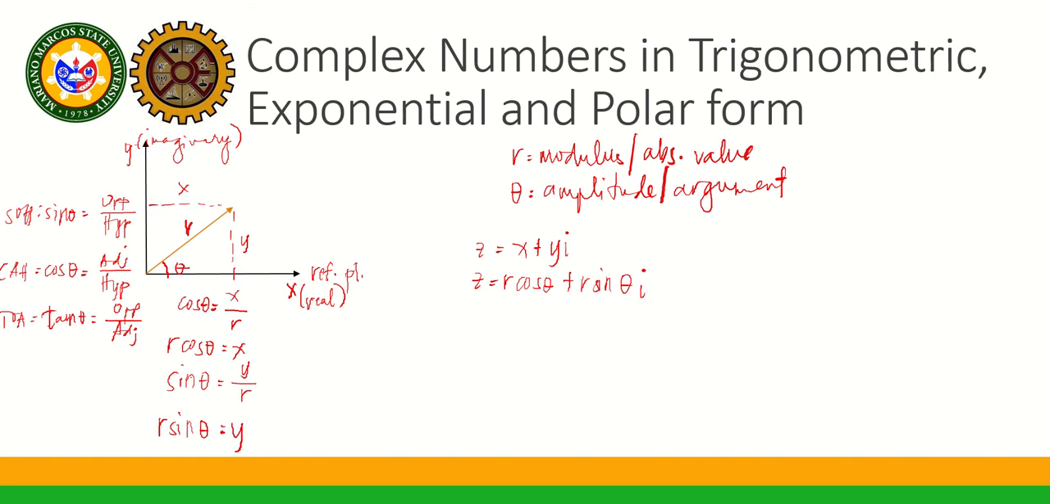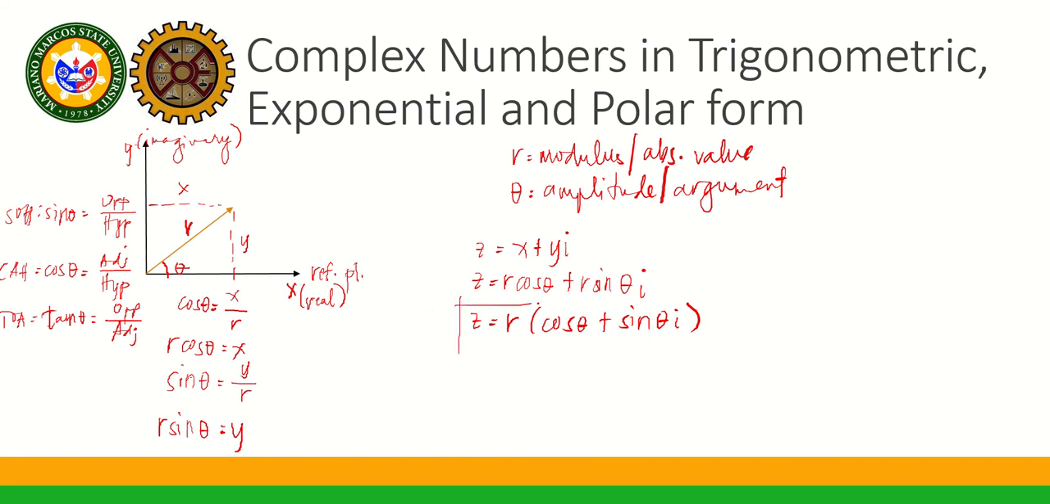So from there, we can factor out si r since common sa kanila. So this will be equal to r times cosine theta plus sine theta i. So this is the trigonometric form of the rectangular form complex number z is equal to x plus yi.